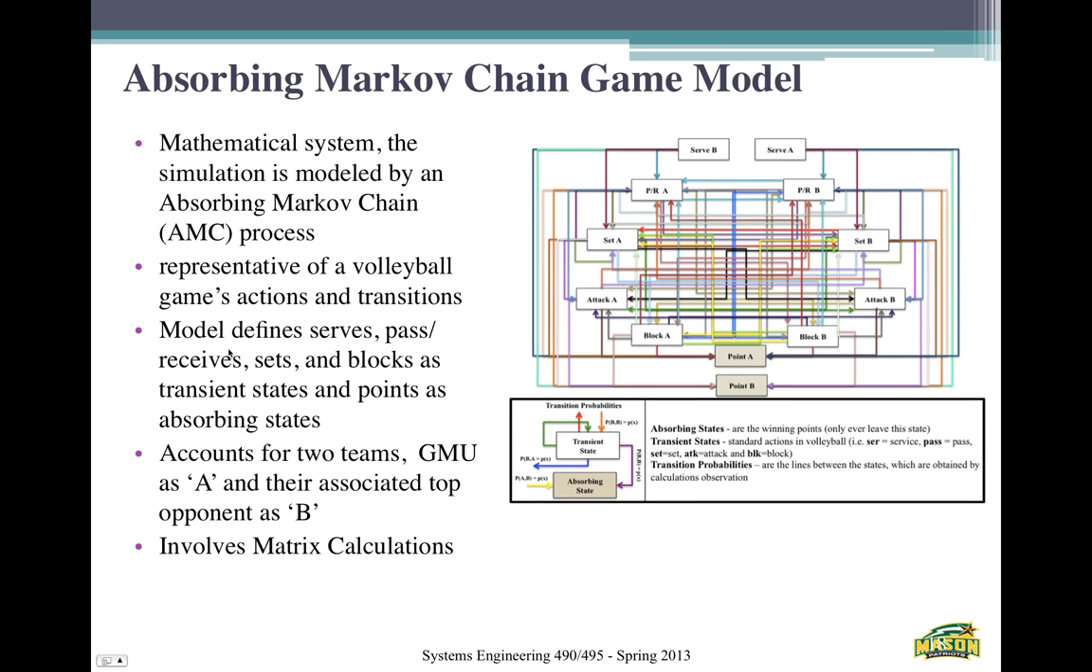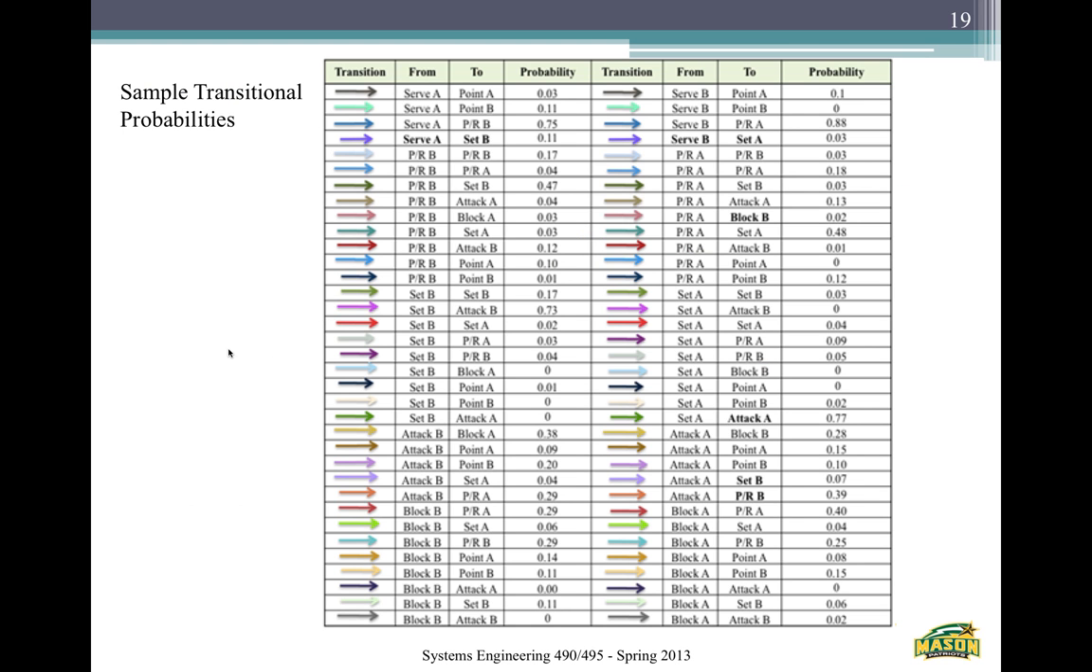So this is our absorbing Markov chain game model. It has the absorbing states in the beige and the transient states in the white. It starts with a serve from team A or team B, and it goes through all the transitions that could occur. This is just a further breakdown.